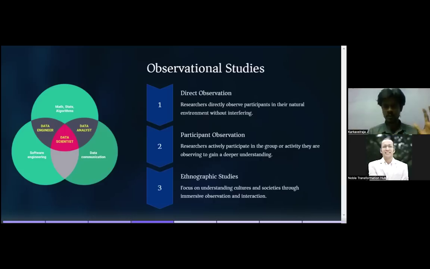I think you guys are now able to understand, right? First one, they are outside the group collecting the data. Second one, they are inside the group collecting the data. The third one is based on the culture they are collecting the data. Yeah, these are the things based on observational studies. Okay. Yes, sir. Over to you.